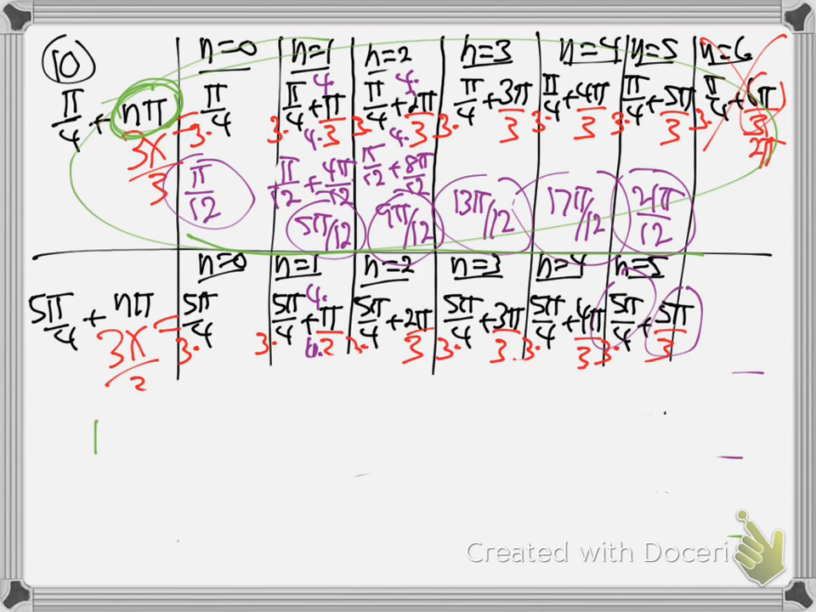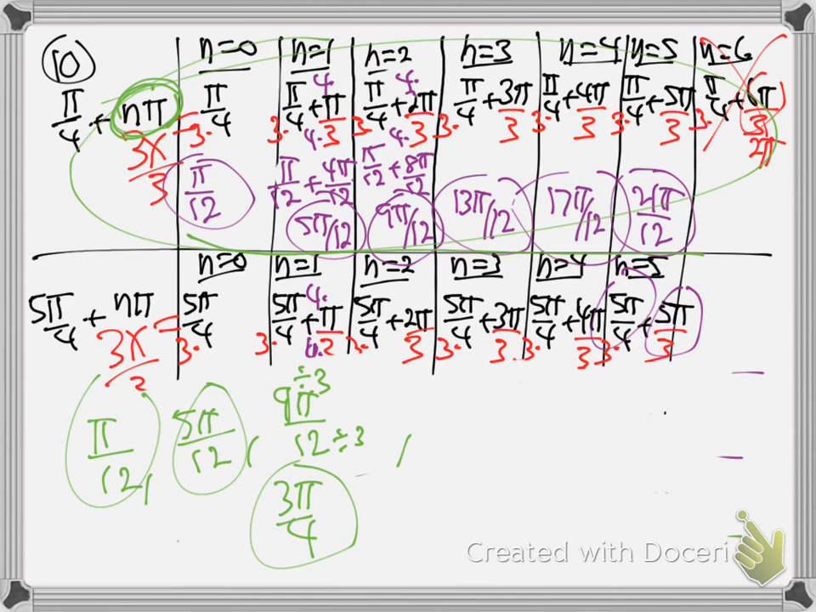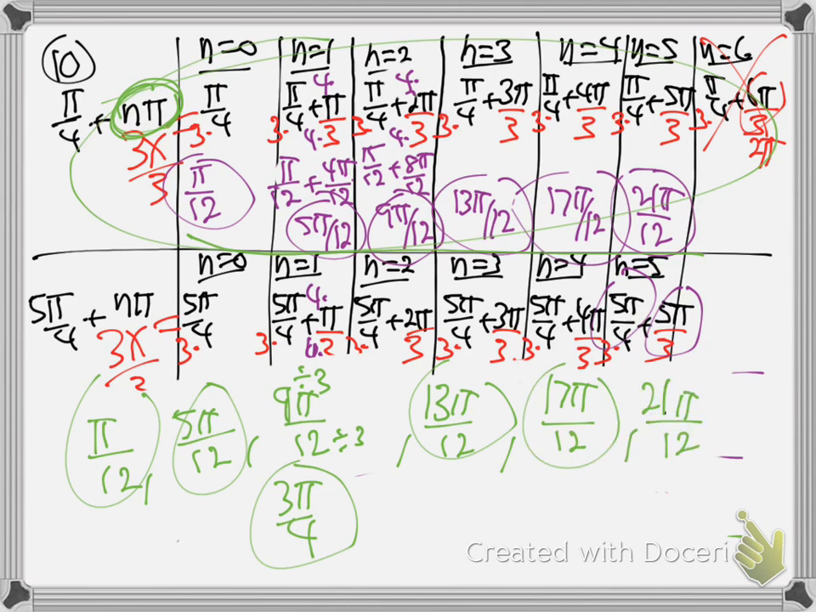So we have pi over 12, 5 pi over 12, 9 pi over 12 needs to be reduced. Divide top and bottom by 3, and it's 3 pi over 4. And then the next one, add 4, 13 pi over 12, that's good. Add 4, 17 pi over 12, that's good. Add 4, 21 pi over 12, no, that needs to be reduced. Divide by 3, top and bottom, 7 pi over 4. There we go. All the circled ones are the 6 answers.